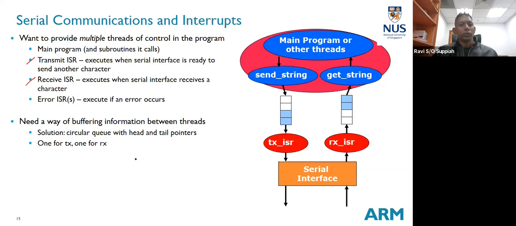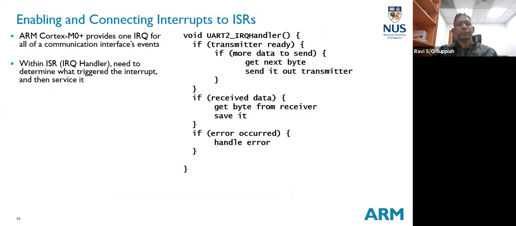All right, so one way of dealing with it is using this thing called a circular queue. A circular queue is a useful way of buffering information so that both the transmit and receive can write and read from a common buffer. All right, but you need to manage this buffer correctly. So that is what we're going to be looking at here.